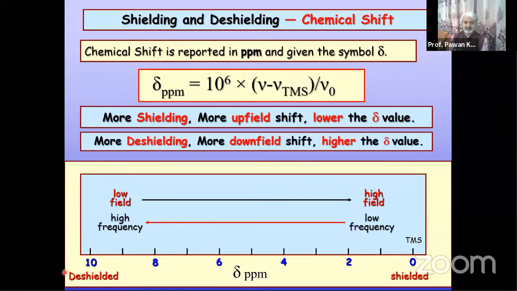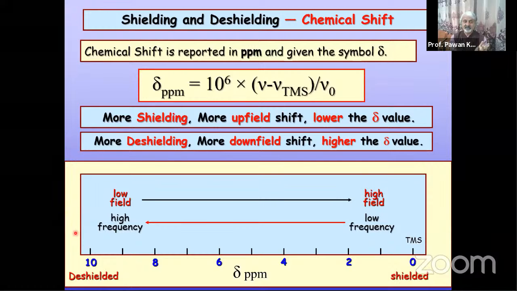So the normal 1H NMR spectrum is from 0 to 10. The 10 side is high frequency, the 0 side is low frequency, or the 10 side is low field, the 0 side is high field. So that means from simple nu equals gamma B0 by 2 pi, we came to many signals, we came to shielding and de-shielding. From shielding and de-shielding, we introduced the concept of chemical shift.